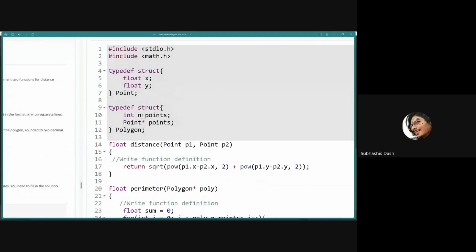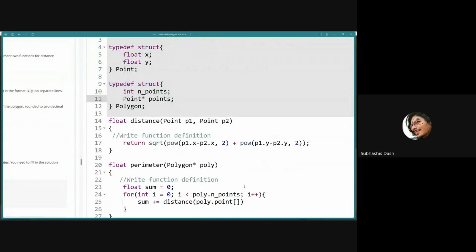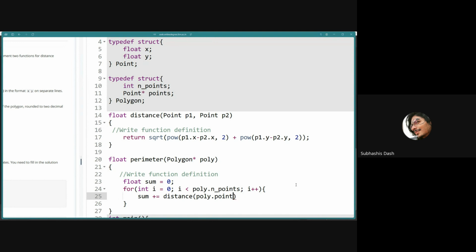Okay, so yeah, we have a point star over here. So tell me, what should I do over here in order to properly get this? Poly point and I. Okay, that is one. The second one should be I plus 1.